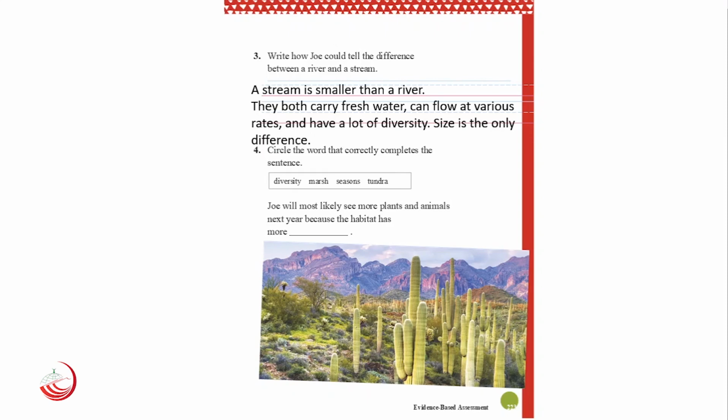It's not the answer because the habitat has more tundra. Again, tundra is a habitat, so it's not. We cannot say because the habitat has more habitat or more tundra. It doesn't make sense. So it has to be diversity. Joe will most likely see more plants and animals next year. Where? In the forest because the habitat has more diversity.